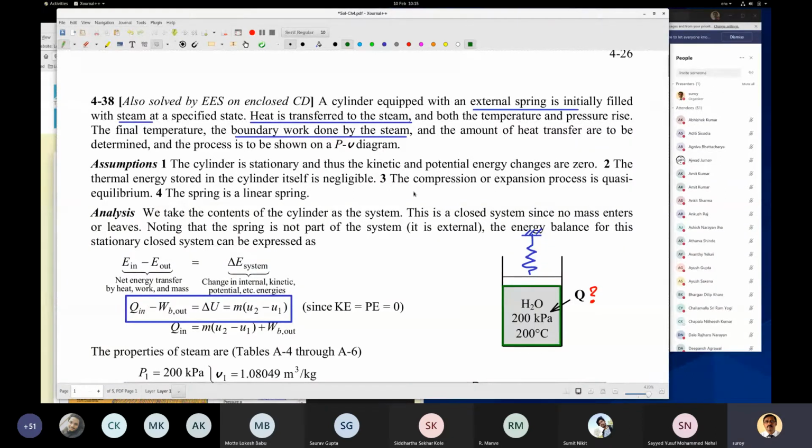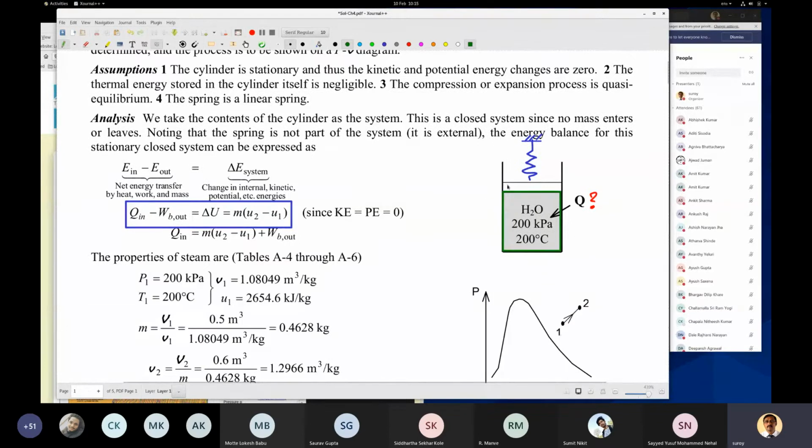So here heat is being transferred. This is the domain here. There is a spring. It is expanding. Now this control volume is an expanding control volume, right? Because there is a spring, there is PV work here.